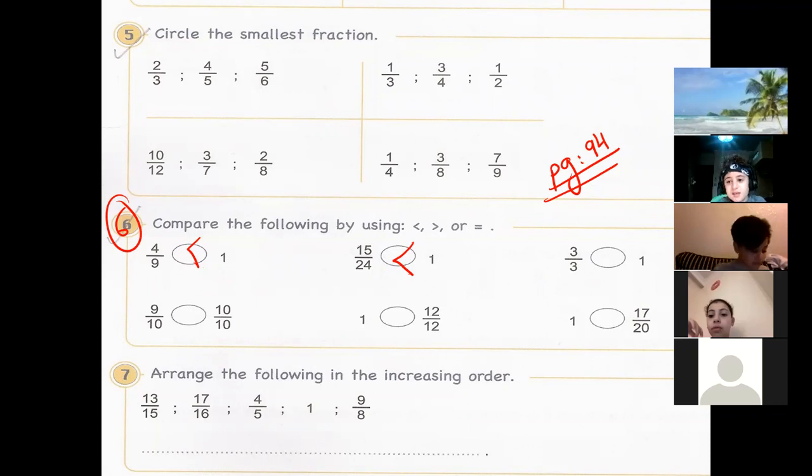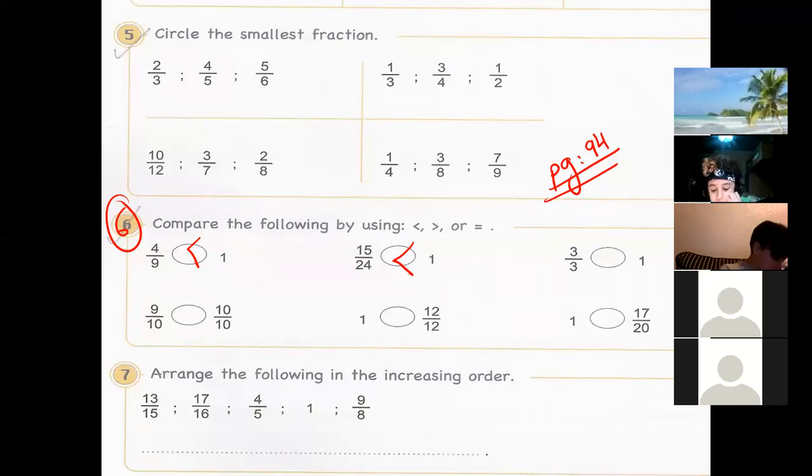Now Jad Al-Hariri. Okay. 3 over 3 and 1. 3 over 3 equals 1, so they're equivalent. Bravo, Jad.